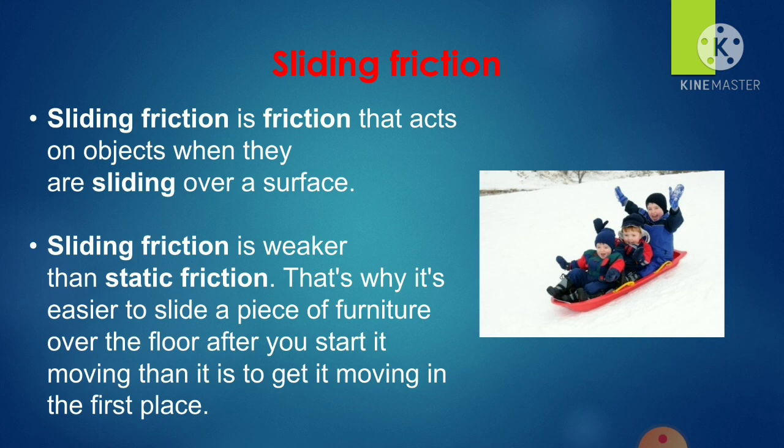It is lesser than static friction because it is easy to slide a piece of furniture over the floor after you start it moving. So when we are initially starting it, it is static friction. Once it has started, it is easier for us to move it further. So after that, sliding friction comes in. Whenever we are sliding over another surface, sliding friction comes there.